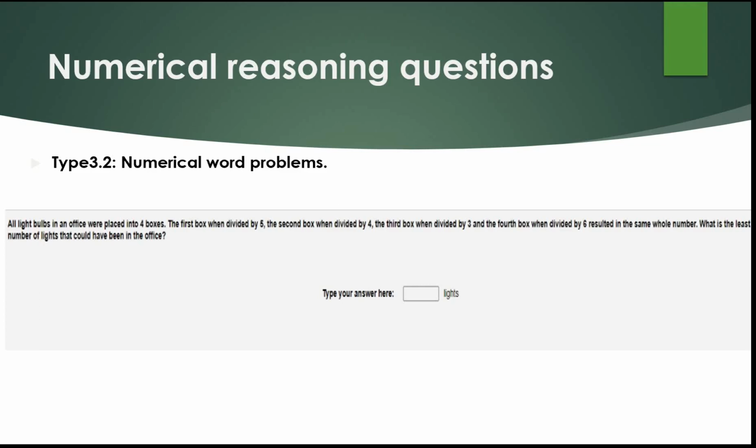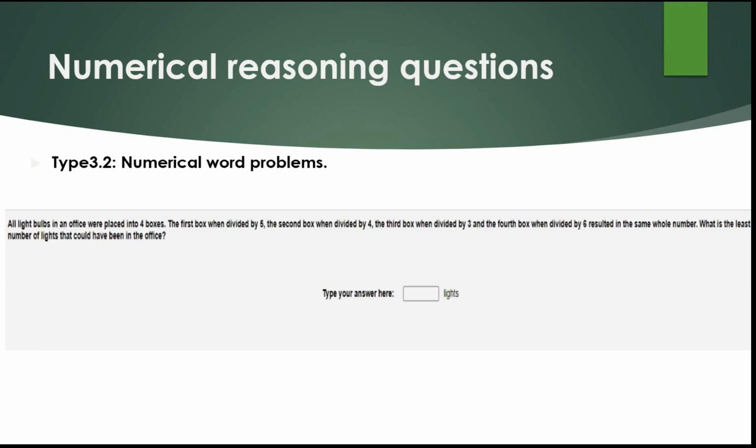All light bulbs in an office were placed into 4 boxes. The first box when divided by 5, the second box when divided by 4, the third box when divided by 3, and the fourth box when divided by 6 resulted in the same whole number. What is the least number of lights that could have been in the office?